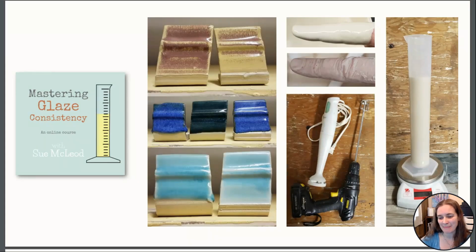So this is how I measure specific gravity using a graduated cylinder. I talk about the importance of mixing your glaze really well. We talk about viscosity. So when your glaze is really thin, that means you have low viscosity, and thicker glaze has high viscosity. And these are examples of test tiles of the same glaze, but just different water content levels or different viscosities. You can get very different results.